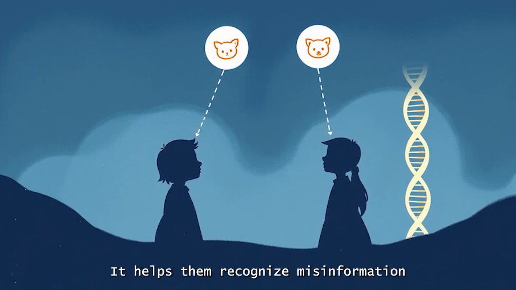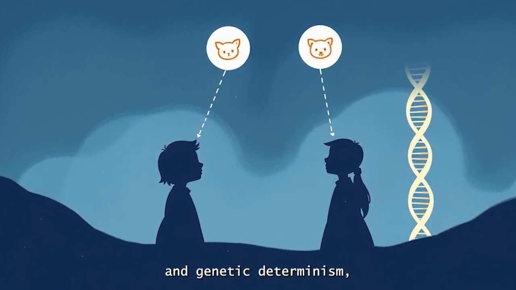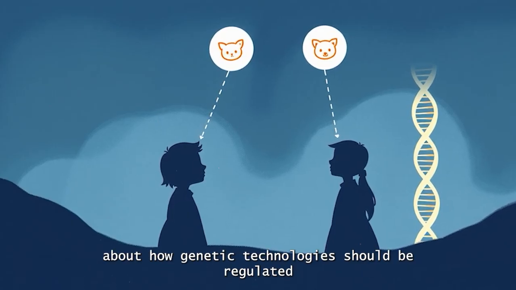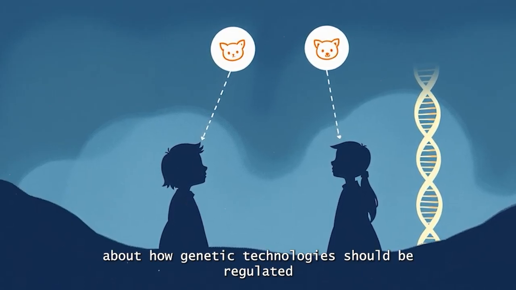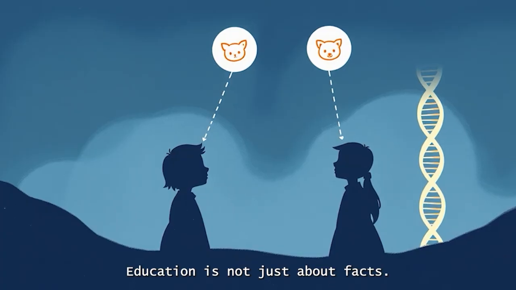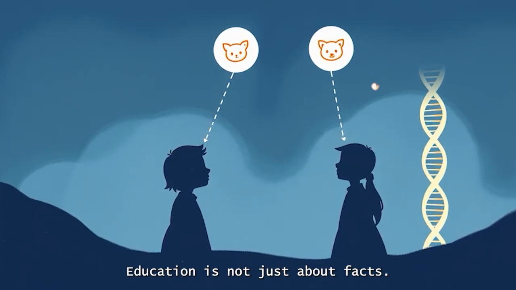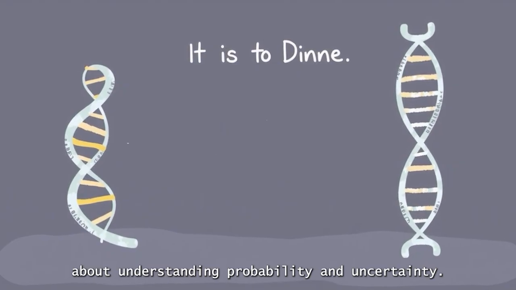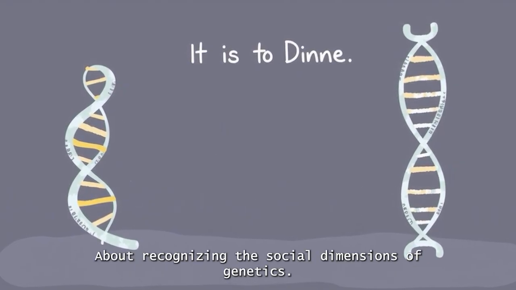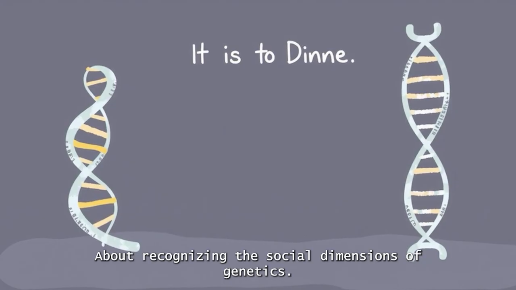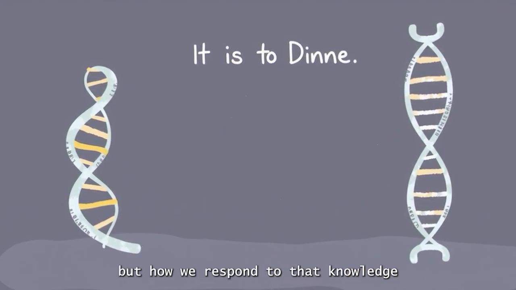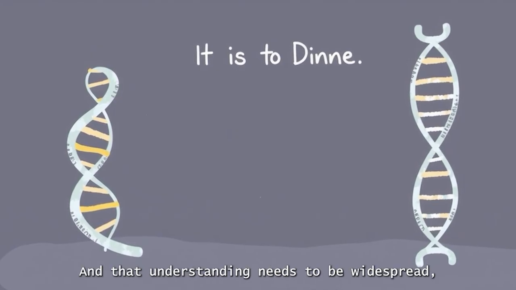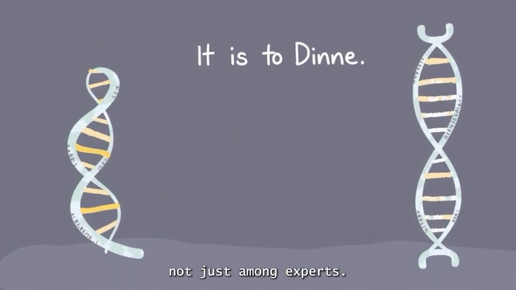It helps them recognize misinformation and genetic determinism, and it helps them participate in societal conversations about how genetic technologies should be regulated and used. Education is not just about facts. It's about critical thinking, about understanding probability and uncertainty, about recognizing the social dimensions of genetics. DNA controls biology, but how we respond to that knowledge depends on understanding, and that understanding needs to be widespread, not just among experts.